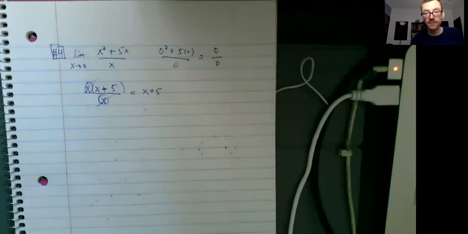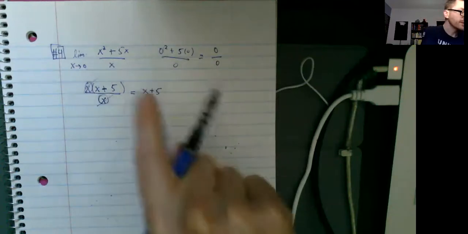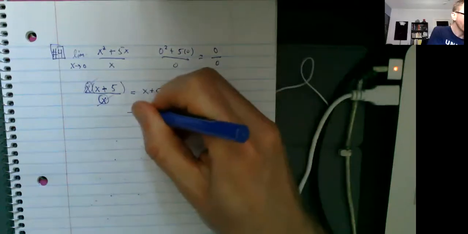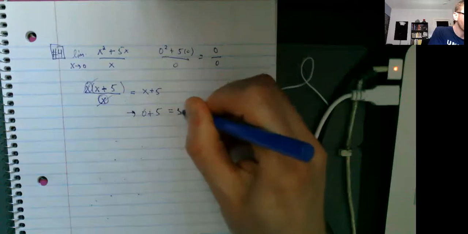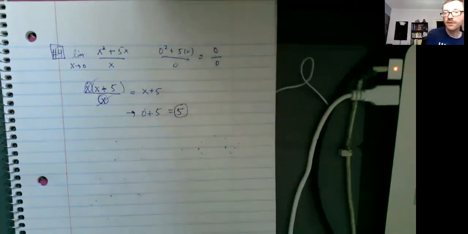And now that we've simplified our function, we try plugging 0 in again. This time we get 0 plus 5, which of course is just 5. That is a perfectly ordinary number, and so that's the value of the limit. Okay.